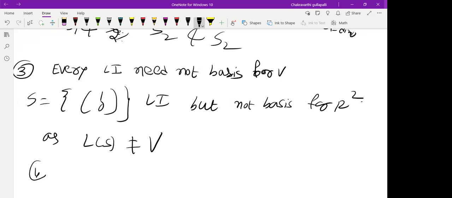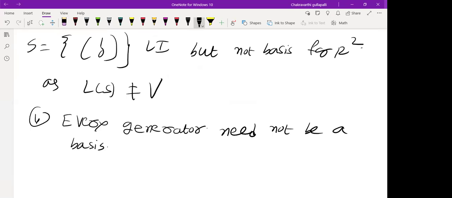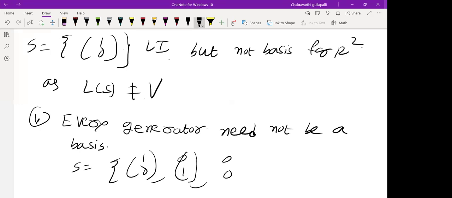And also we have seen every spanning set, every generator need not be a basis. Basis means independent as well as spanning. Both should be satisfied. Every generator need not be a basis, because S equal to this, S is a generator, for example. This is independent but not a generator. Now there is a generator. We have seen the other day (1,0), (0,1), (0,0). This is a generator, a generator for R2 space.